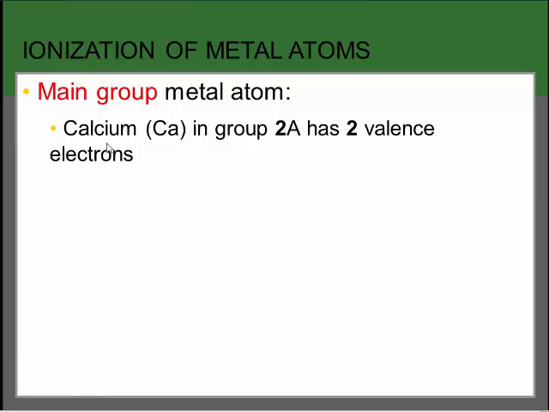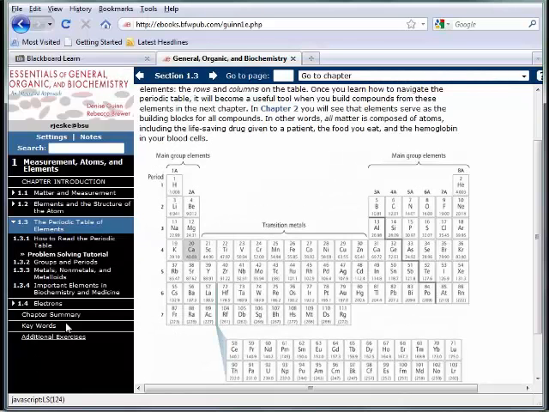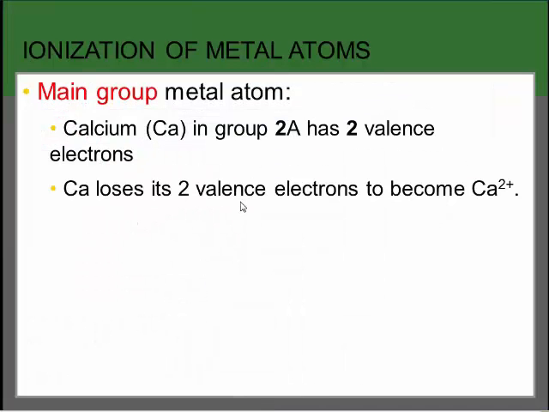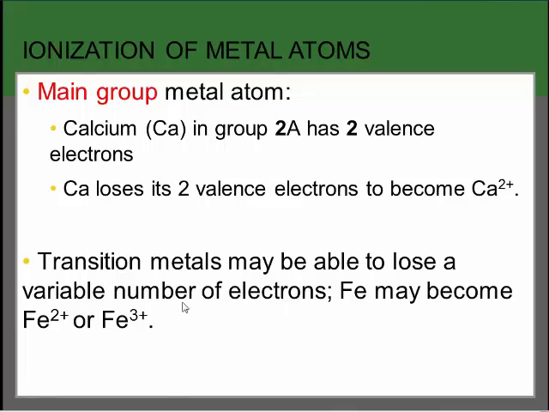So for example, if we start with calcium and the question asks us, what type of ion does calcium form? Well, we look at calcium. It's in group 2A. It's right here. It is element number 20. And we know that because it's in group 2A, it has 2 valence electrons. And so that's going to tell us that it will lose both of those valence electrons to become calcium 2+. It's lost 2 electrons, so it gains 2 positive charges.